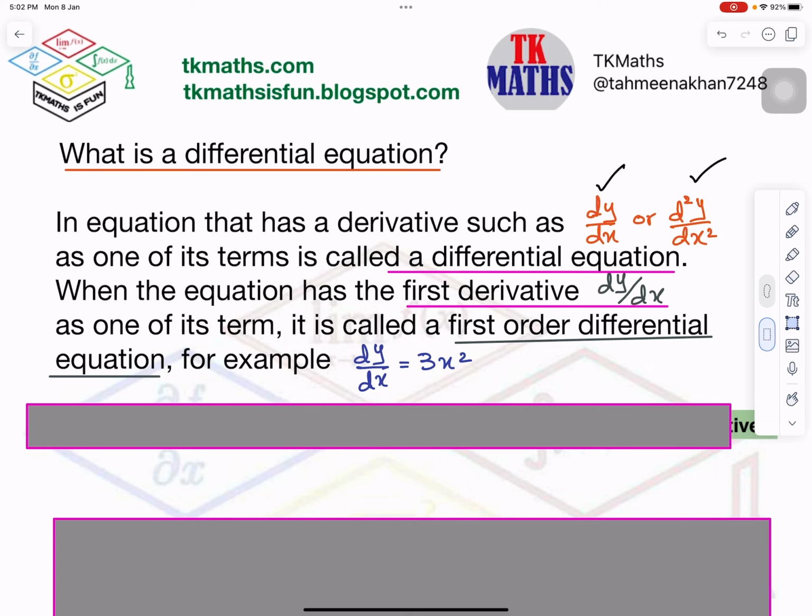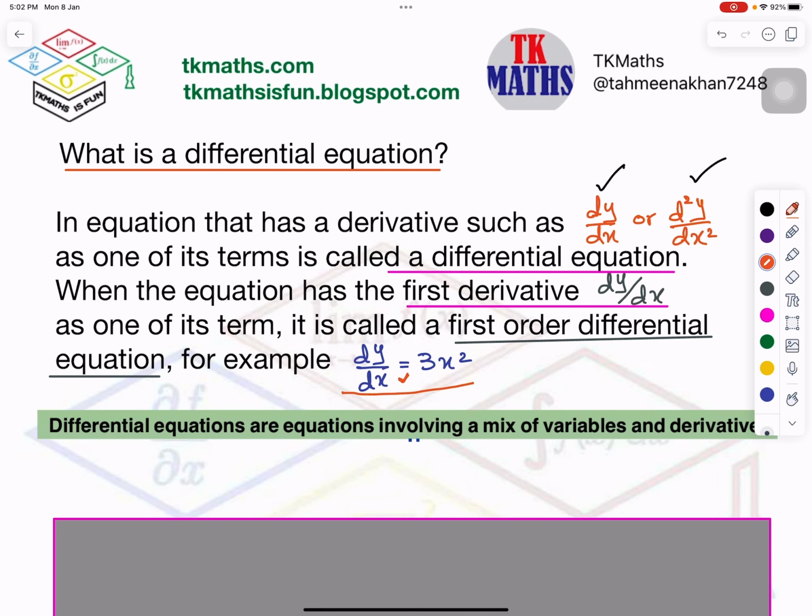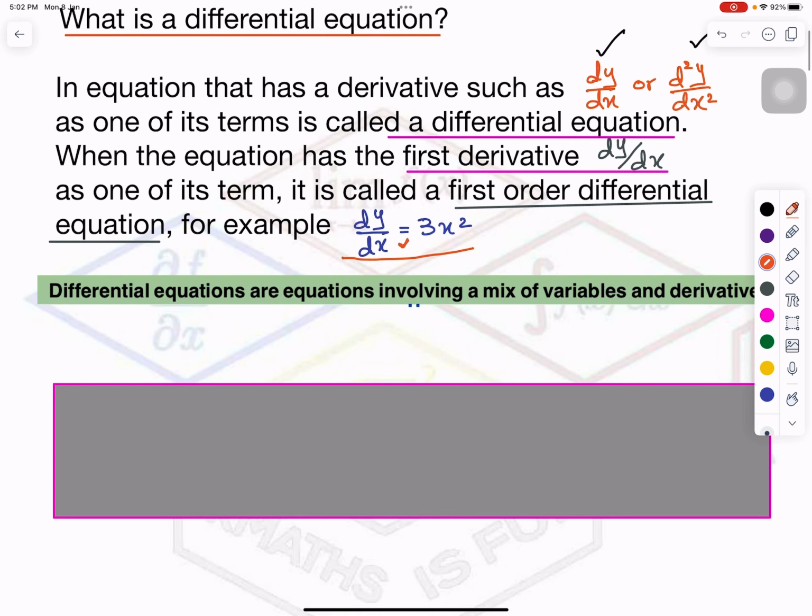So in our course in A level, we have differential equations which have the first derivative only present. The example I have taken here is dy over dx equals 3x square. You can see this is an equation as the symbol is here, and it has dy over dx and it has a variable also. So any equation which has a first derivative and a variable is called a differential equation, right? So it is a mix of variable and derivatives.